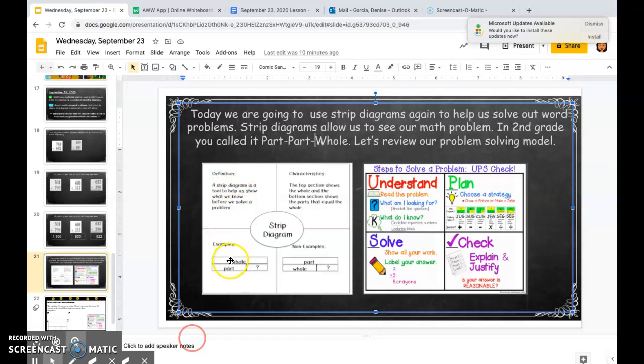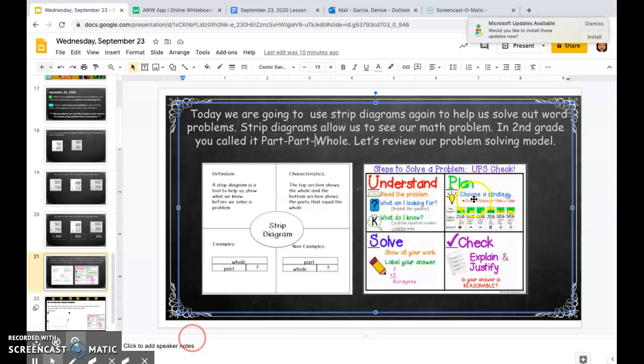Remember, a strip diagram has a whole to demonstrate the entire complete total answer, and then parts of the problem. Once the 2 parts or 3 parts or 4 parts come together, they do equal the whole. So remember, UPS is a tool that we use to solve a word problem. We read the problem, we highlight or underline important information, and we ask ourselves the question again, what do we need to know? So we rephrase the question again.